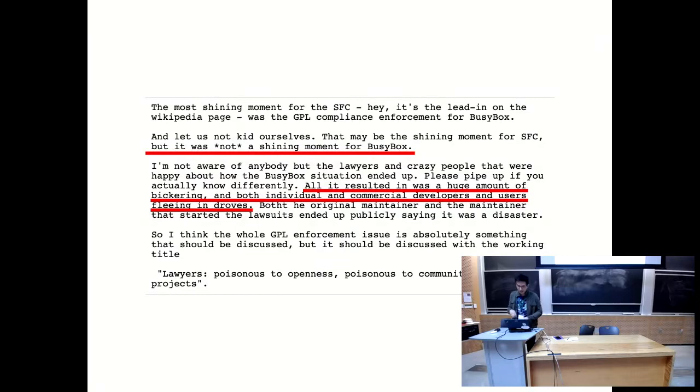And he says, let us not kid ourselves, that may be the shining moment for SFC, but it was not a shining moment for BusyBox. All it resulted in was a huge amount of bickering and both individual and commercial developers and users fleeing in droves. So you can see that they're focused on attracting developers, attracting users, and attracting commercial interests and so forth.